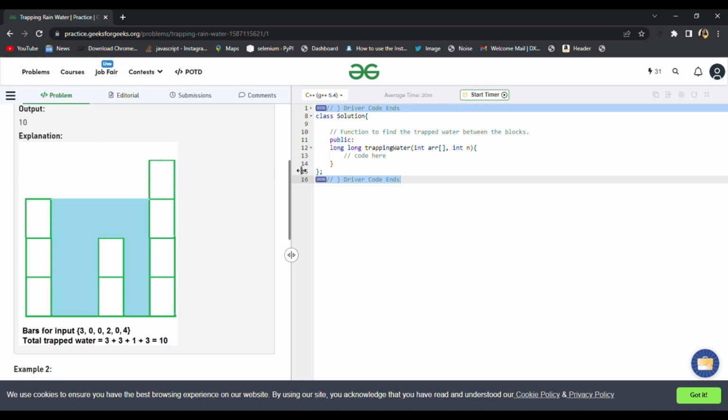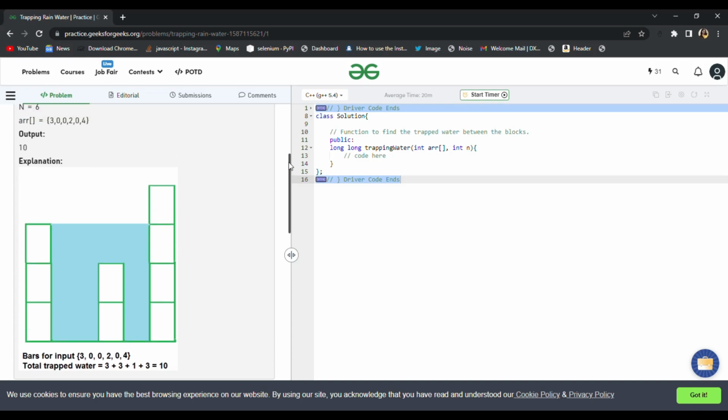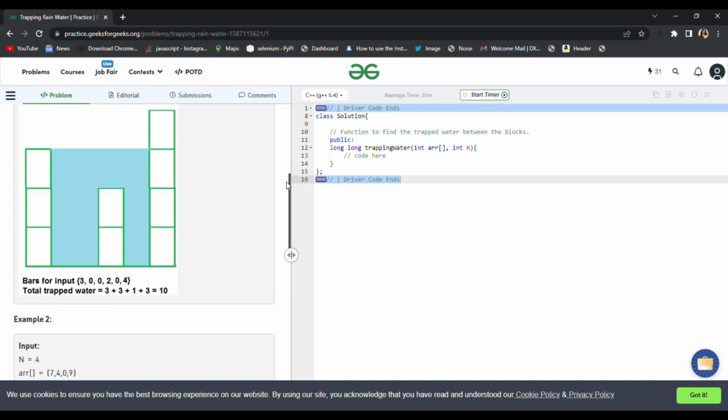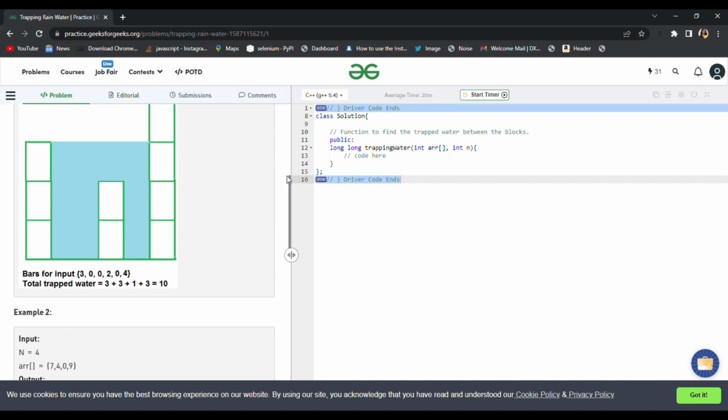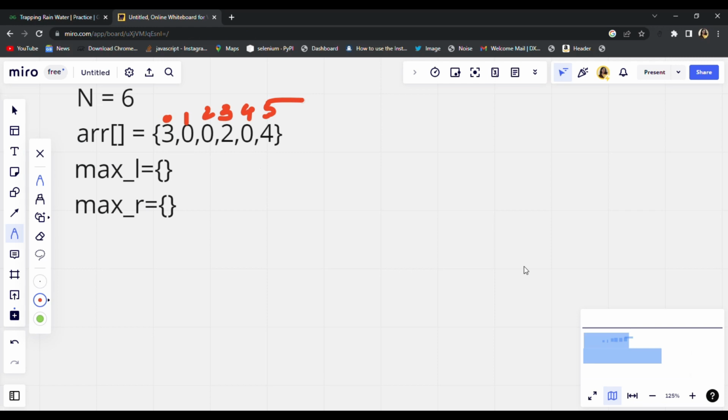Okay. I hope you understood this problem, but don't worry, we are going to dry run this problem. So let's quickly get into it. I have taken the same example over here, which we were referring to previously. Over here, as you can see, there are 6 blocks, each of height 3, 0, 0, 2, 0 and 4.